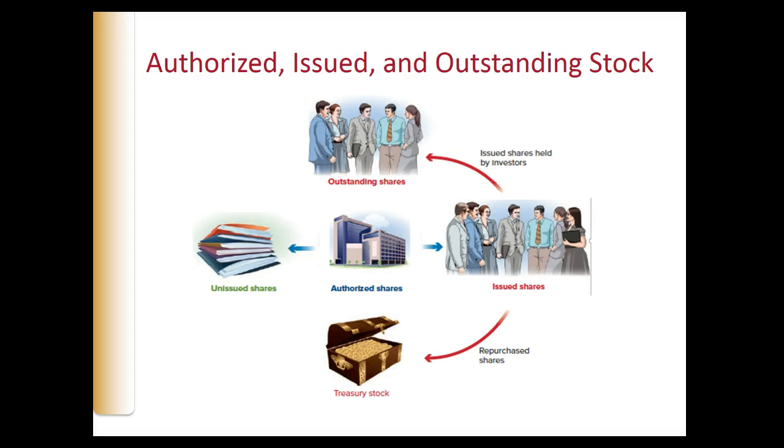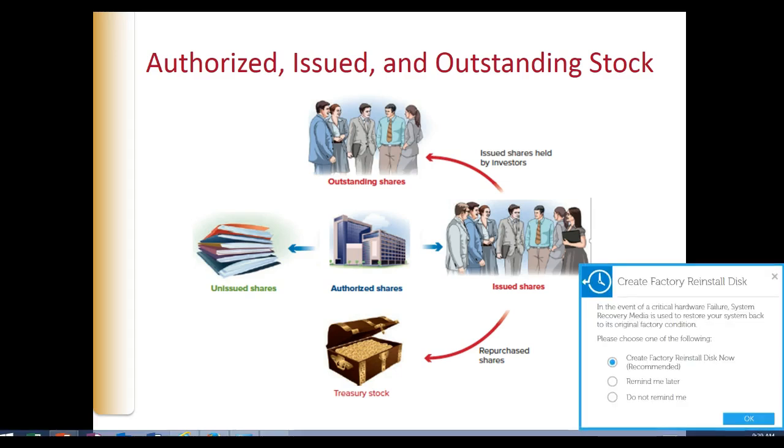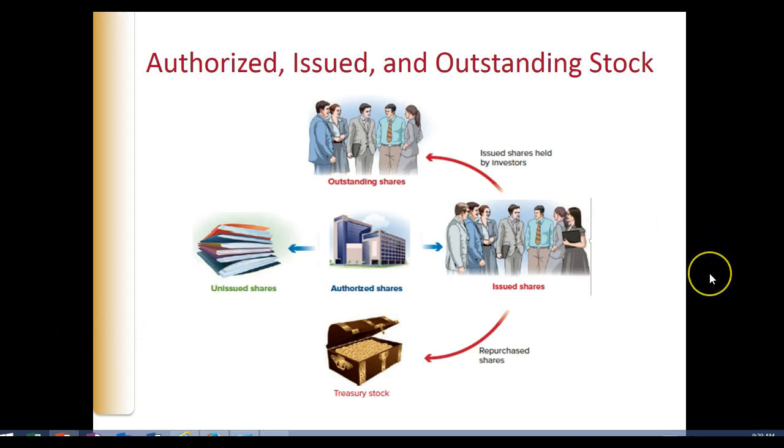The authorization of stock is not recorded in the accounting records. However, the corporation is required to disclose in the financial statements the number of shares that they are allowed to authorize. Issued stock is the number of shares that have been sold to investors. A company usually does not issue all of its authorized stock. And outstanding stock is the number of shares held by investors.